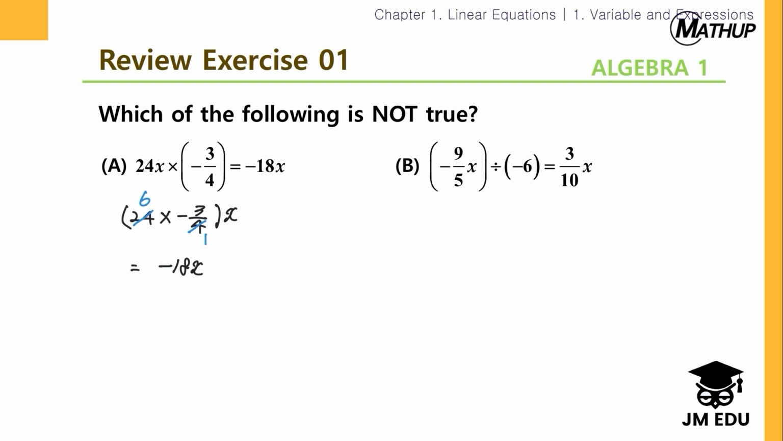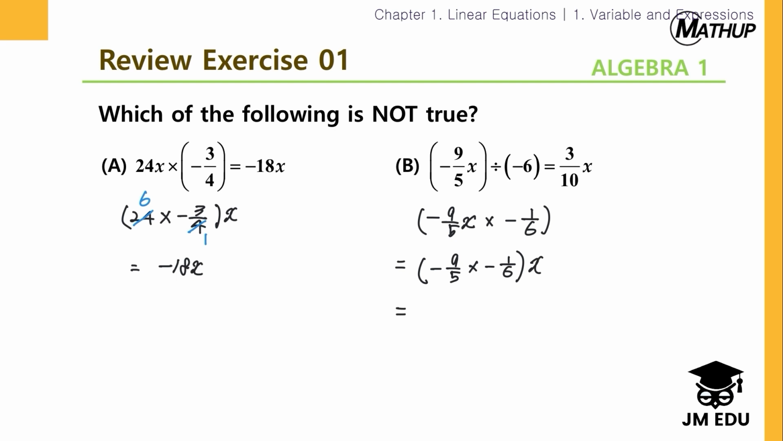B, we have negative 9 over 5x divided by negative 6 is equal to 3 over 10x. So when we have division, the first thing we've got to do is convert this division to multiplication, right? So let's do that. We have negative 9 over 5x times negative 1 over 6. So that is equal to, now we're going to multiply the numbers. Negative 9 over 5 times negative 1 over 6. Then write the variable x.